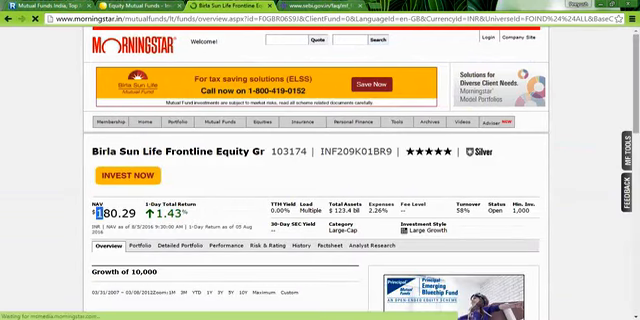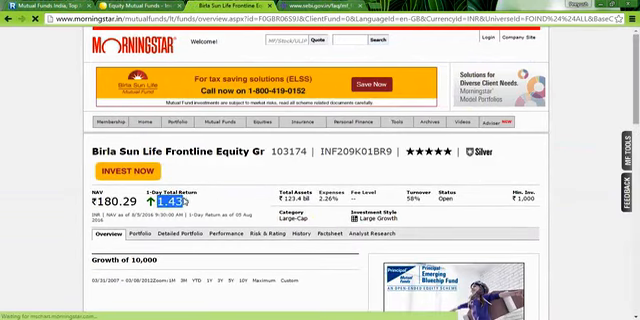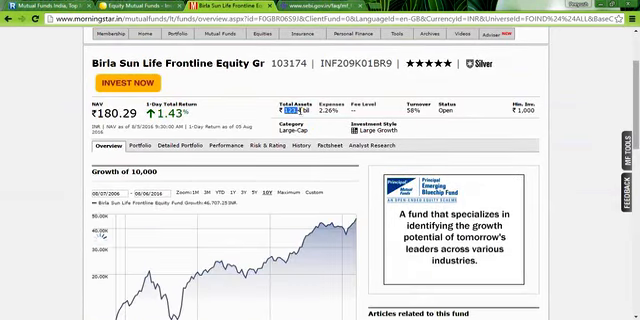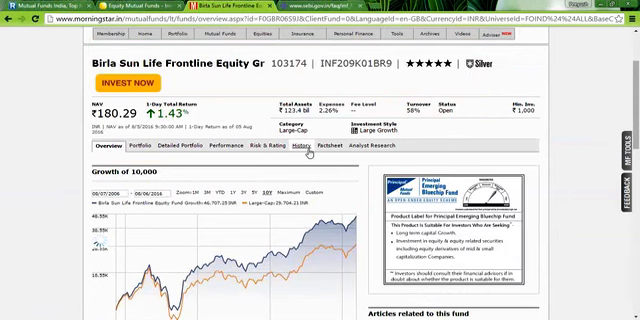What is the NAV? 180.29. What is the one-day return? 1.5%. Total assets under management are 123.4 billion. That's about 12,000 odd crore. What kind of performance has happened, and so on and so forth.